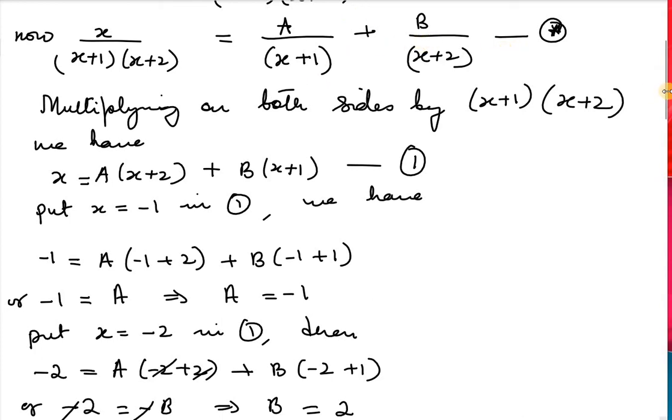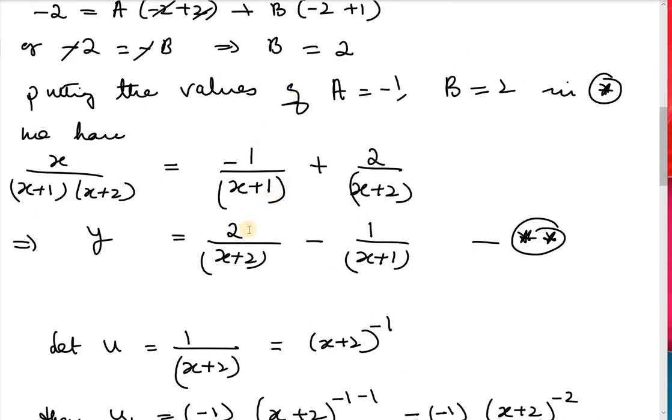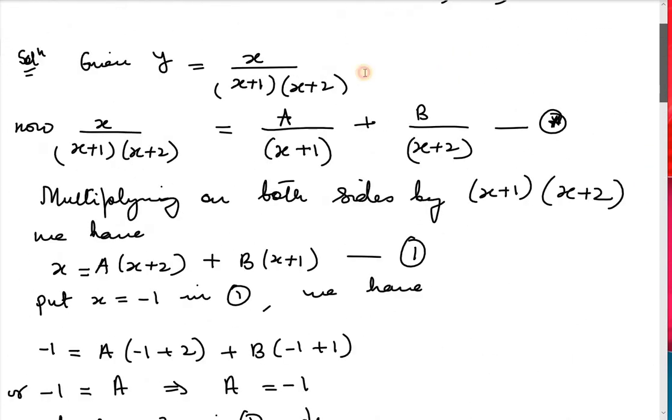And then next, you can find the nth derivative of these separately. That means you can find the derivative of 1 upon x+2 separately, the derivative of 1 by x+1 separately, and then finally yn will be, like in this case, 2 times un minus vn. Hope it is clear now how to find the nth derivative of this type of function, x by (x+1)(x+2), by method of partial fraction.